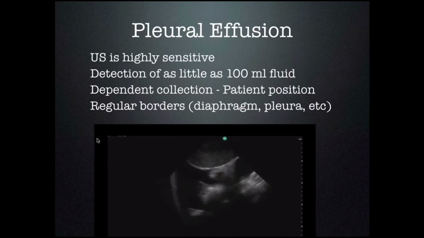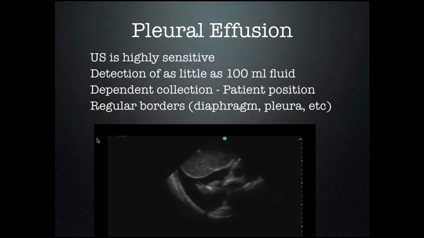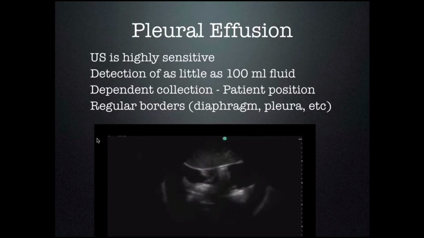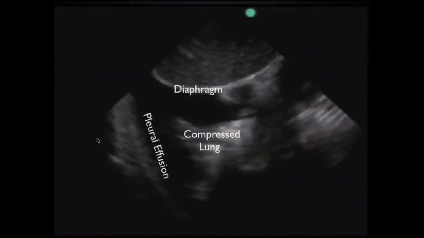Ultrasound is highly sensitive for the diagnosis of pleural effusion and can detect as little as 100 milliliters of fluid. Because it is fluid, it will generally collect in the most dependent portion of the chest. Therefore, patient position is very critical to detecting a pleural effusion. Pleural effusions generally have regular borders.